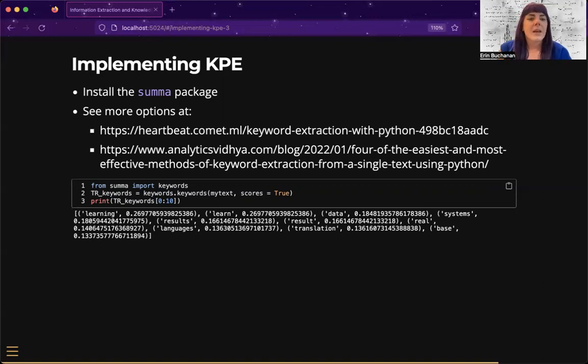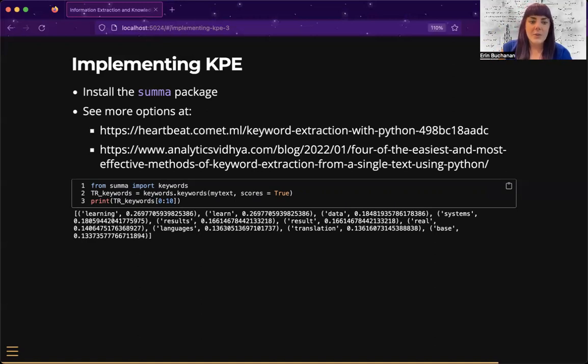I like Summa because it's pretty easy. So from Summa, import keywords. Okay, keywords.keywords. Pretty simple. And I can have it print those keywords, and it also will print those weights for us. So on the same text, we got learning and learn. The nice thing about spacy is that it lemmatized them, so learning and learn became the same concept. Data systems, that sounds kind of good. We've got results and result. Those are the same word. Real language, translation, and base. I did 10 of them here.